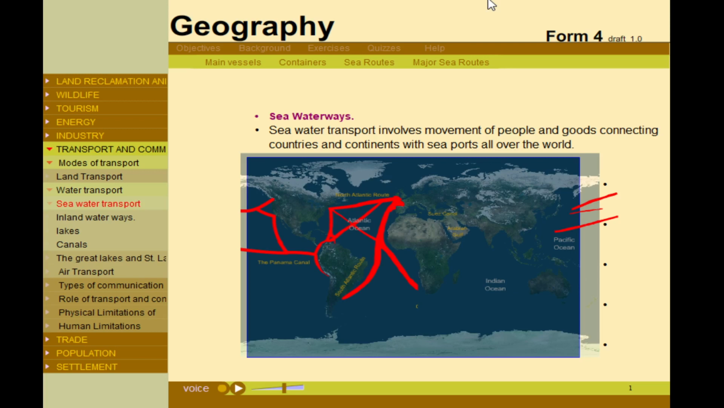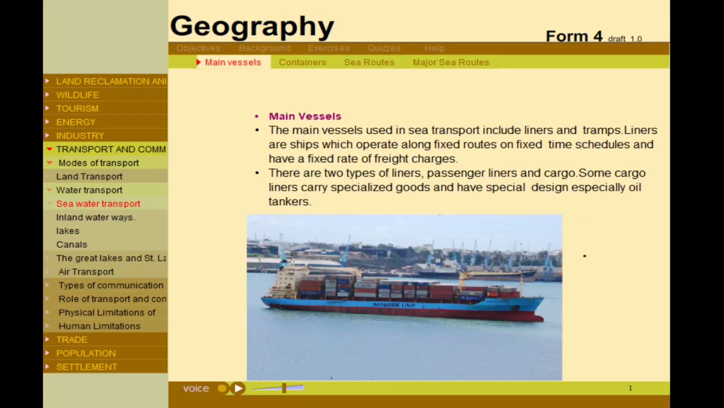There are two types of liners, passenger liners and cargo liners. Some cargo liners carry specialized goods and have special design, especially oil tankers. Tramps are cargo ships that are meant for transporting cargo without fixed route or schedule. They charge lower freight charges.